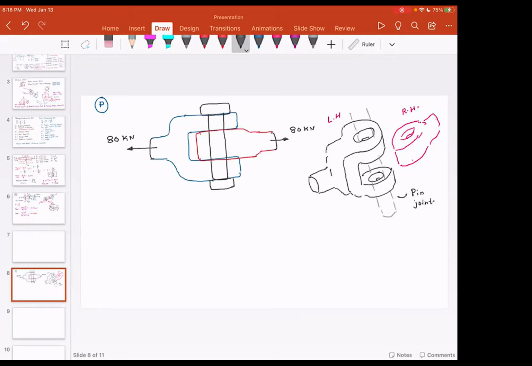Now, if the maximum permissible stress in the bar, please note, this is the pin, this is the pin, and this is the bar. Again, this is the bar, and the bar cross section is circular. So in this joint, say we have to design this joint. What we have to do is find out the diameter of rod and diameter of pin.